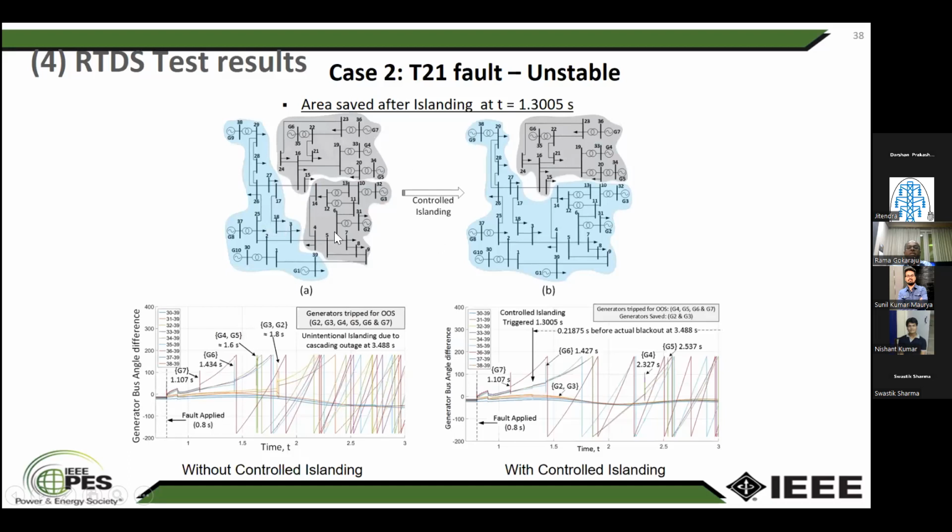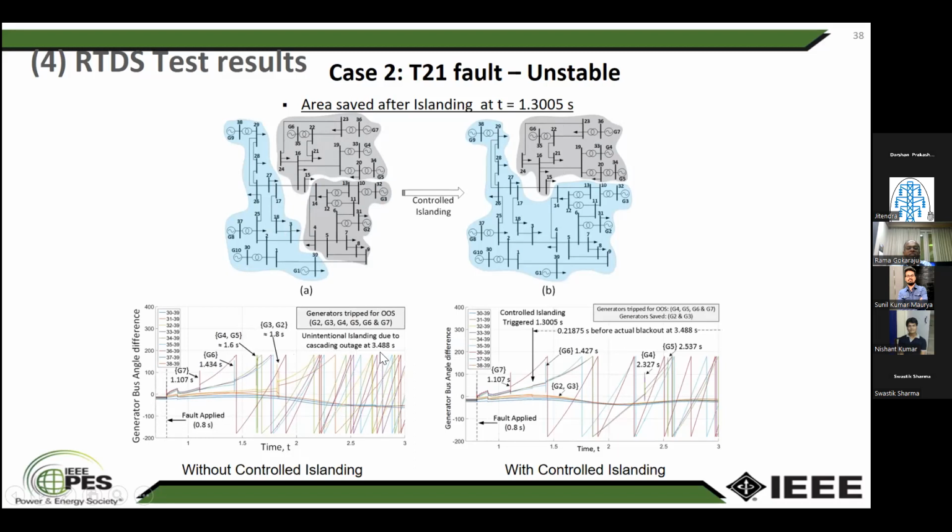This is another scenario we had here. So these were the two unintentional islands, but with a controlled islanding, right? Then we have a smaller region. So this is the unintentional island. The instance of generators being lost is shown here: G7 followed by G6, G4, G5, G3, and G2. Okay.